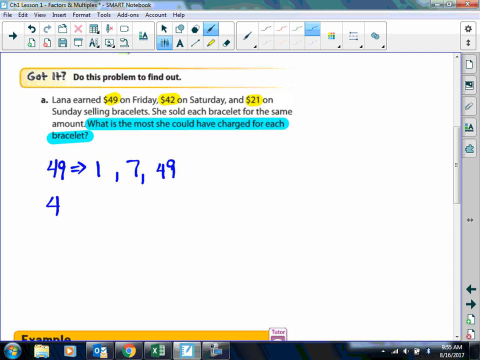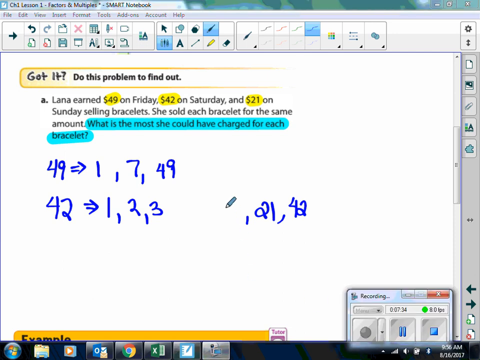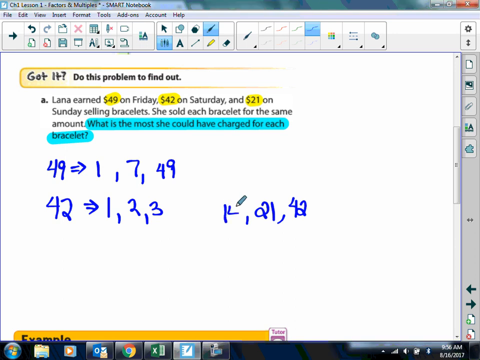Then we have 42. So for 42, we've got 1 times 42, 2 times what? 21. 2 times 21. 3? Yeah, 3 times 14. And let's see, 4? No. 5? No. 6? Yeah, 6 times 7. Very good. 6 times 7. And those are our factors for 42.